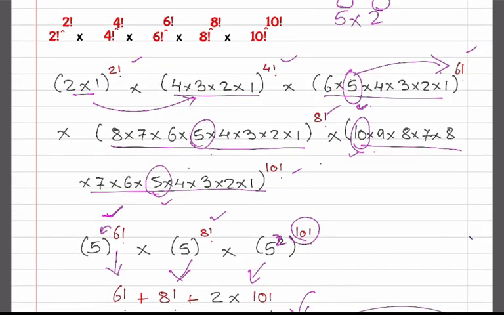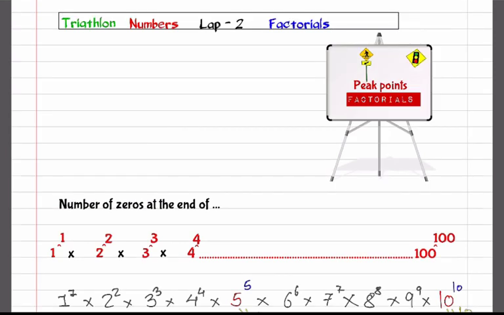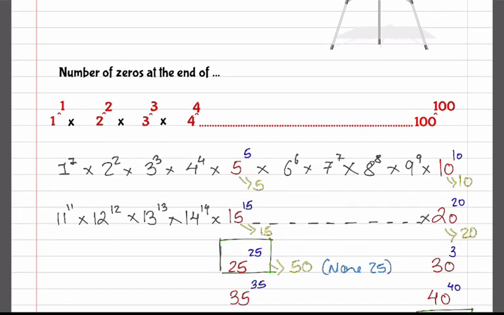Okay, so I hope this clears your doubts with factorials. Let's come on to one more problem now. This is my peak point on factorials. One of the most difficult problems that I can get on factorials. What is the question asking me? Number of zeros at the end of this. So I start with this.